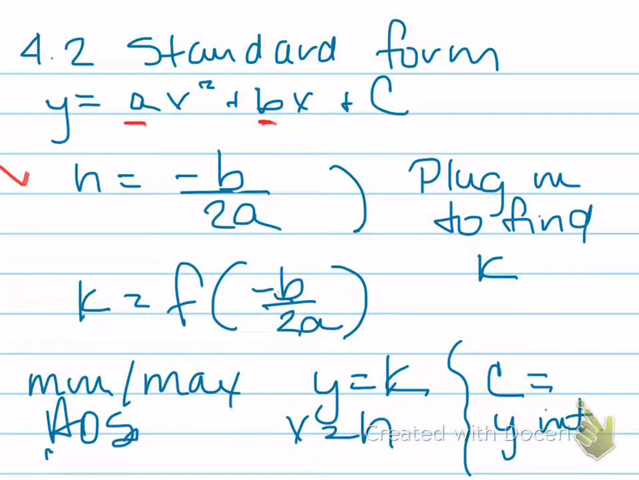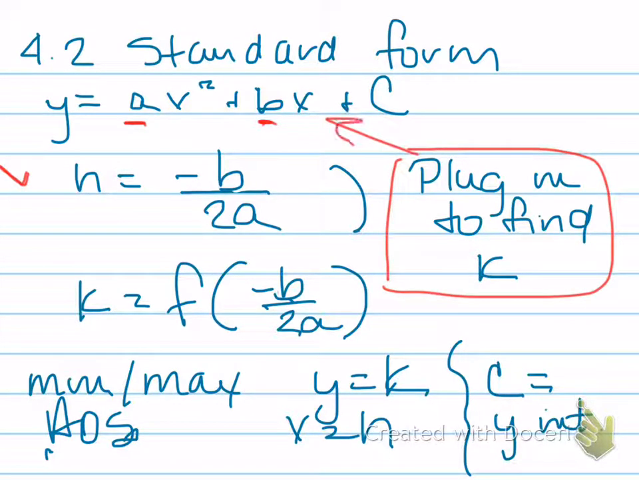Once you find h, then you're just going to plug it back into your original equation, and you're going to get k. And that is why we say that k is equal to f of the opposite of b over 2a. What we're saying is k is whatever y becomes, or the function of whatever h value you put in. And this confuses students from time to time because of all the letters. So what we're going to do is we're going to do a few of these soon.